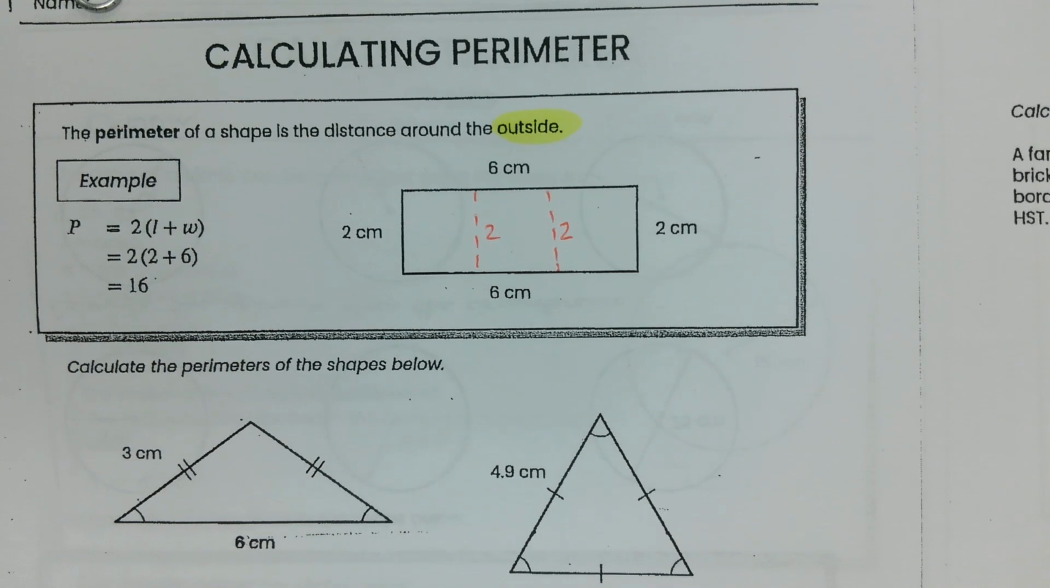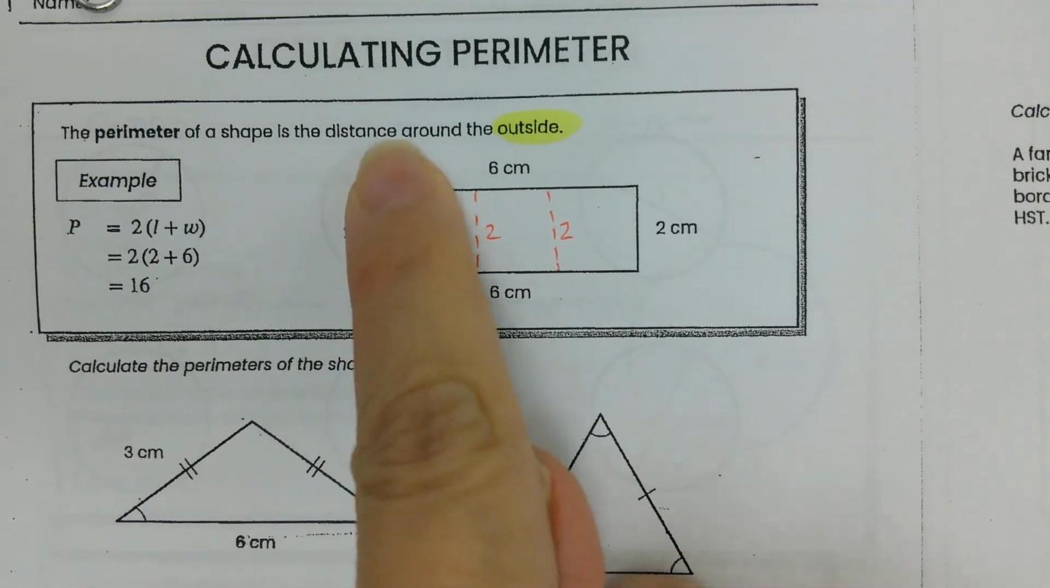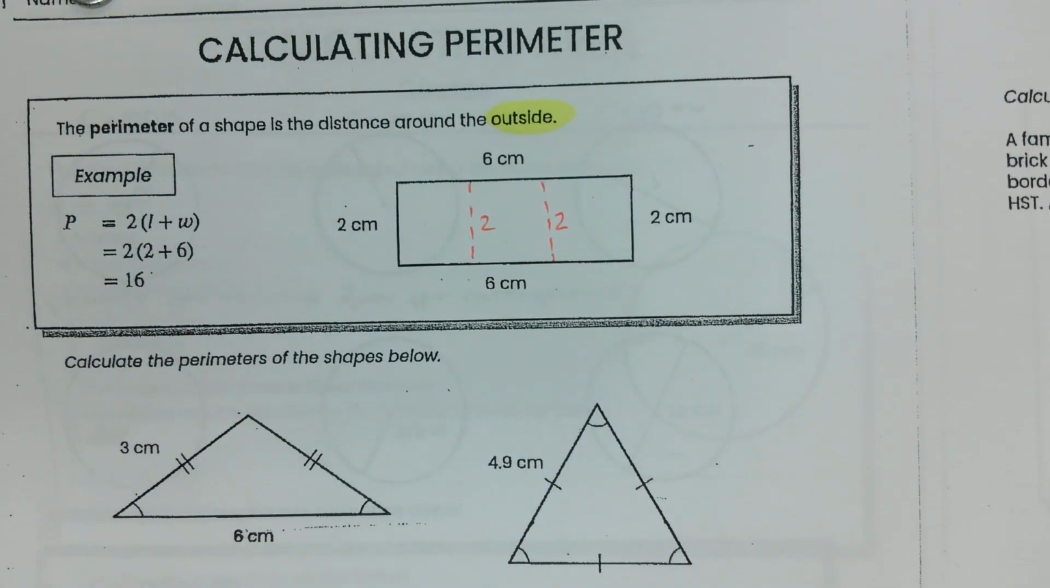So I know there's different formulas for perimeter. For a rectangle, it could be 2L plus 2W, or 2 times (L plus W). Forget about all those different formulas. Just remember the simplest rule: the length of the outside.